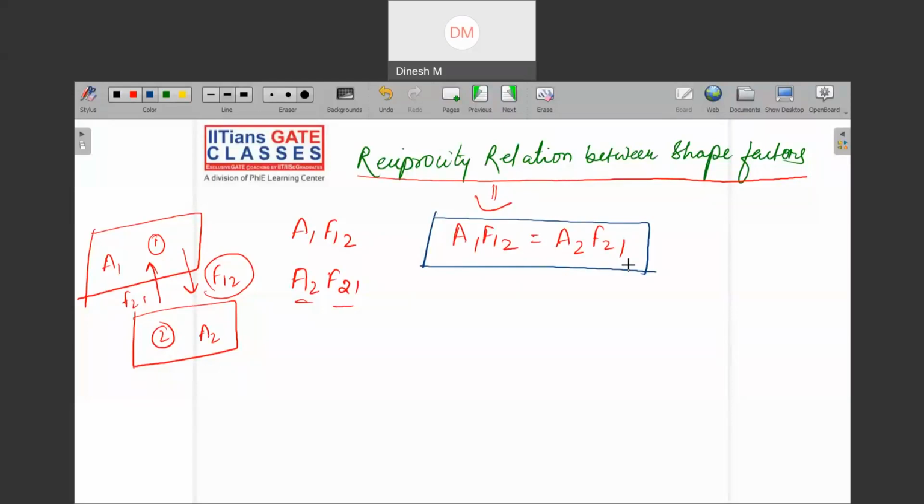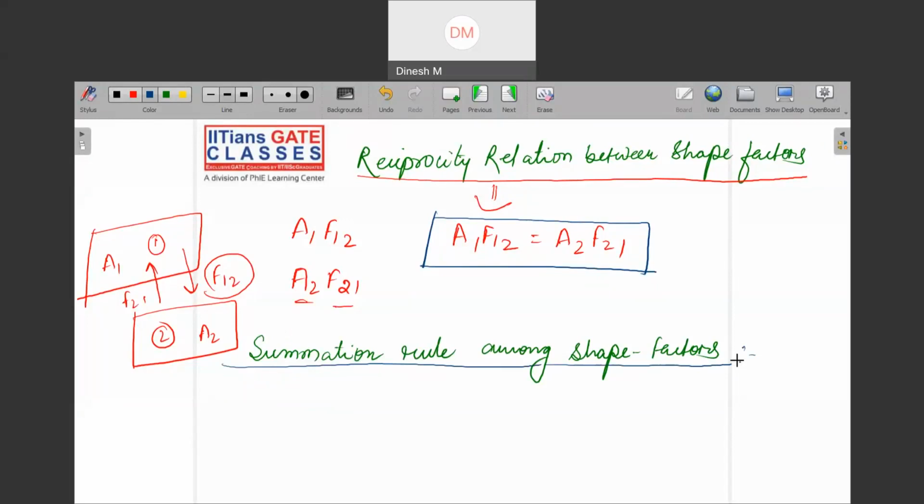Now let us understand one more theorem here, then we will be able to solve a few problems based on this, and that is called the summation rule among shape factors. So what is this summation rule?